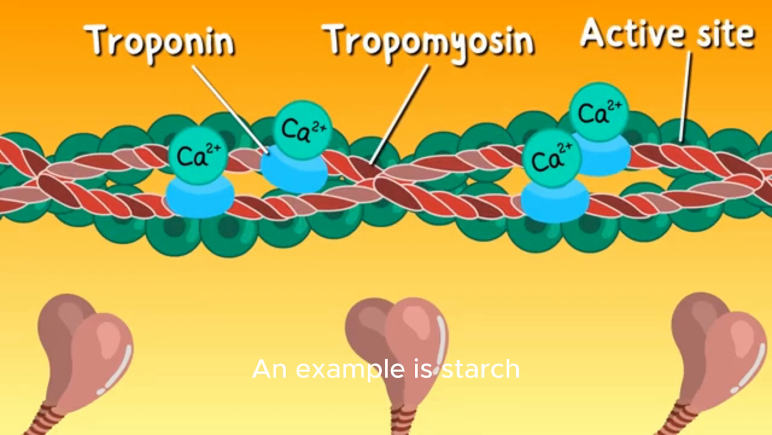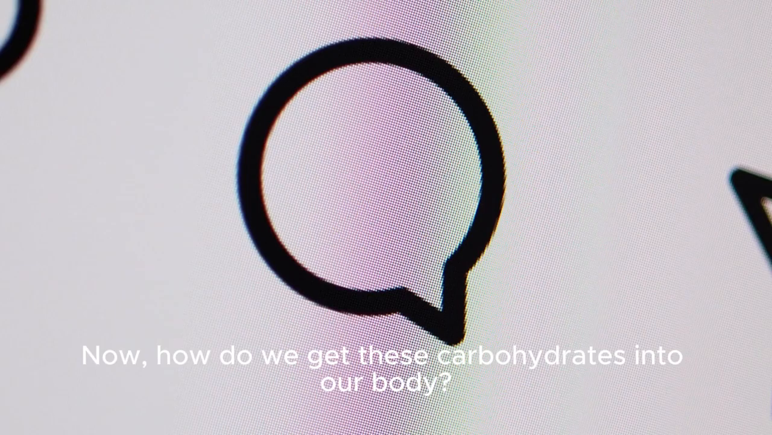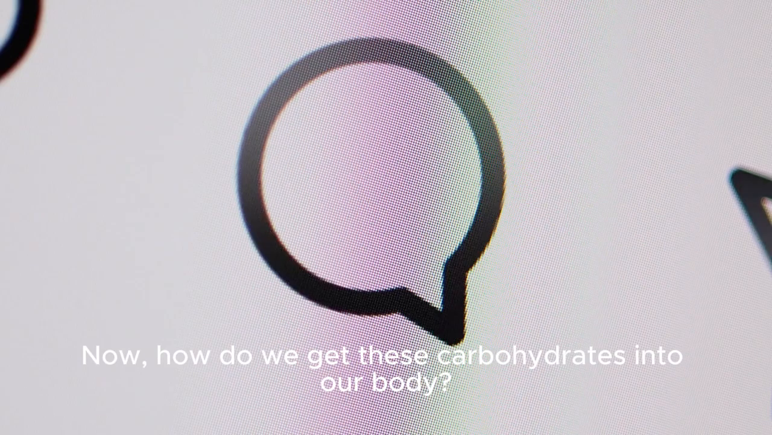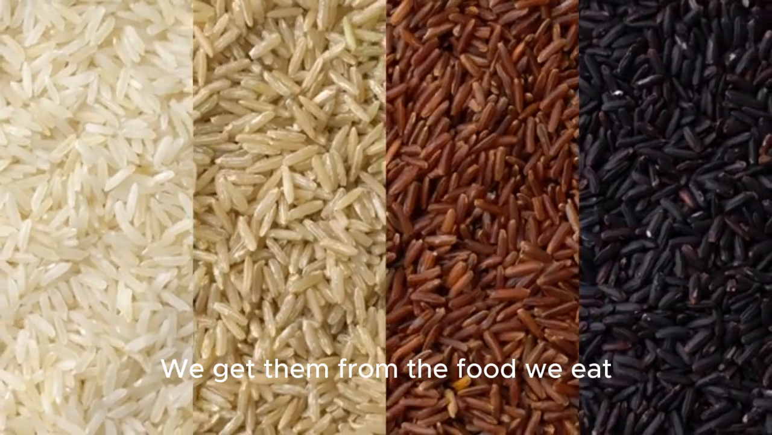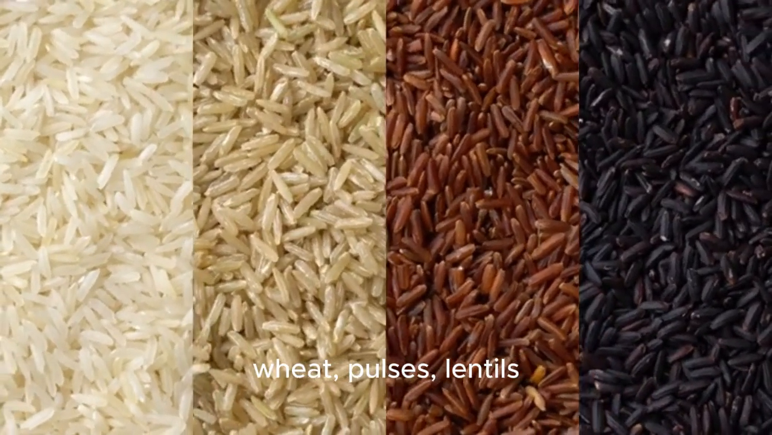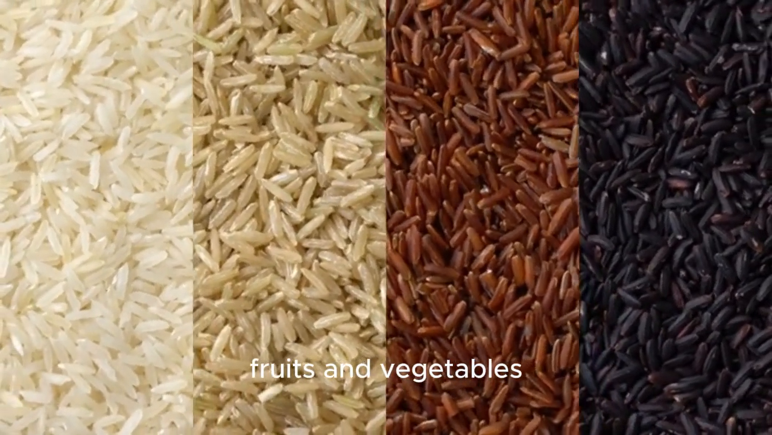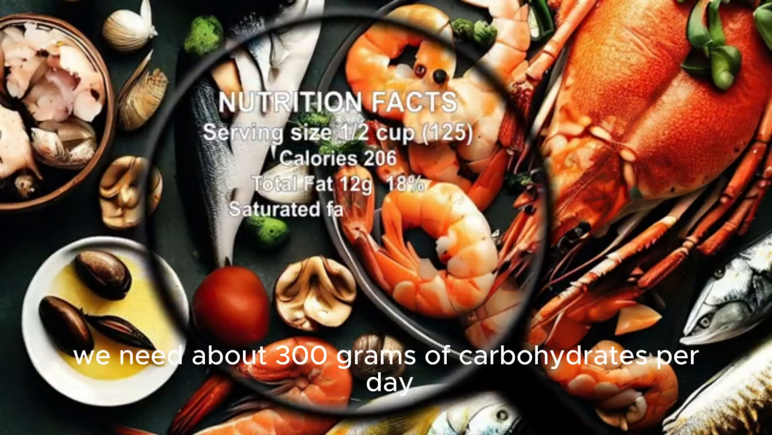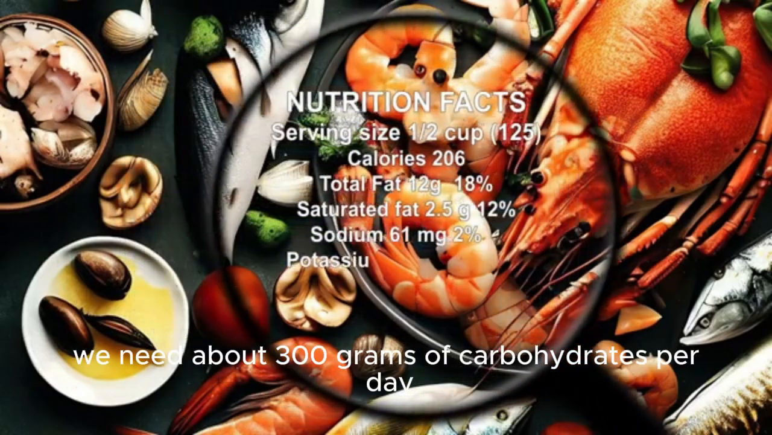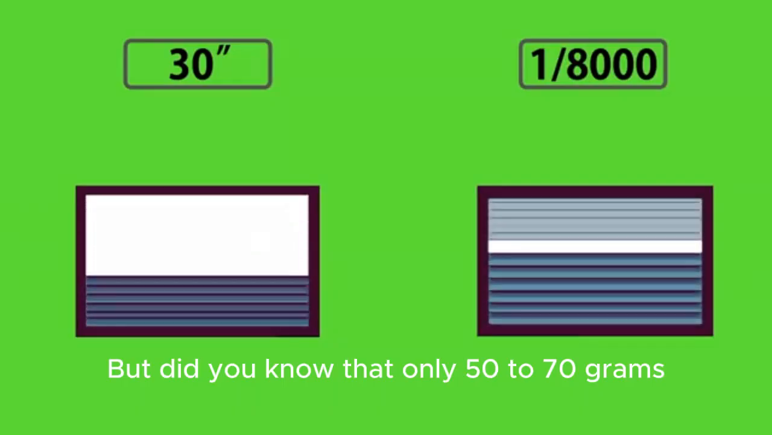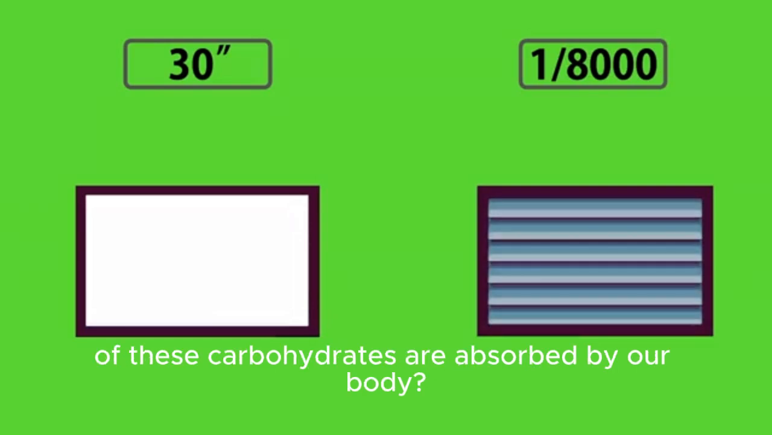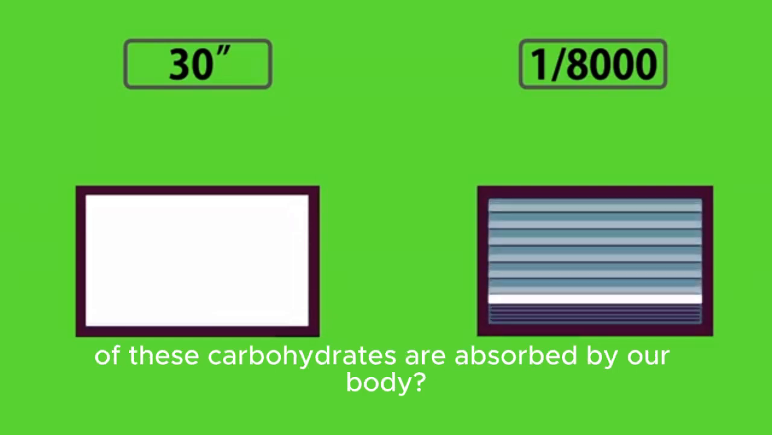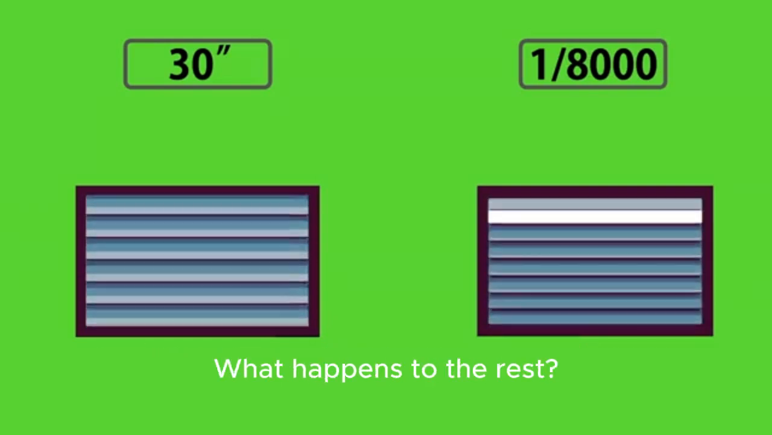An example is starch. Now, how do we get these carbohydrates into our body? We get them from the food we eat, such as rice, wheat, pulses, lentils, fruits, and vegetables. On an average, we need about 300 grams of carbohydrates per day. But did you know that only 50 to 70 grams of these carbohydrates are absorbed by our body? What happens to the rest?